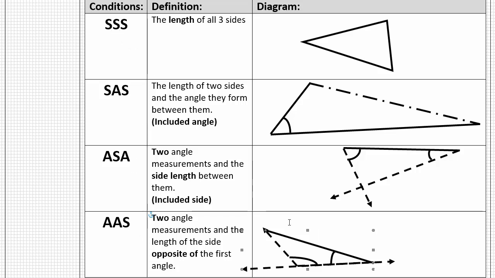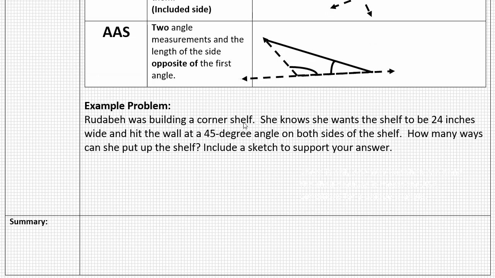Before we wrap up this video, let's look at one example problem and how we might apply these conditions. Rudabeh was building a corner shelf. She knows she wants the shelf to be 24 inches wide and hit the wall at a 45-degree angle on both sides of the shelf. How many ways can she put up the shelf? Include a sketch to support your answer. So think about that for a moment, and even if it's not in the directions, I highly suggest you make a sketch to make sure you are picturing what the problem is asking.